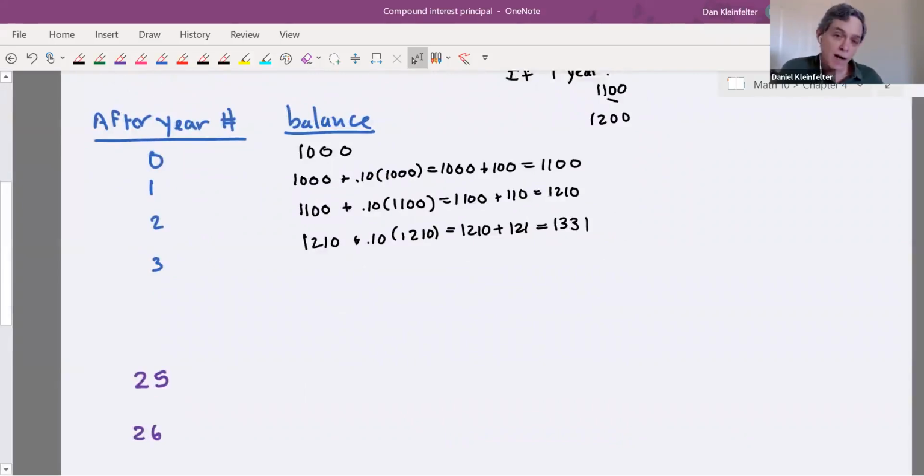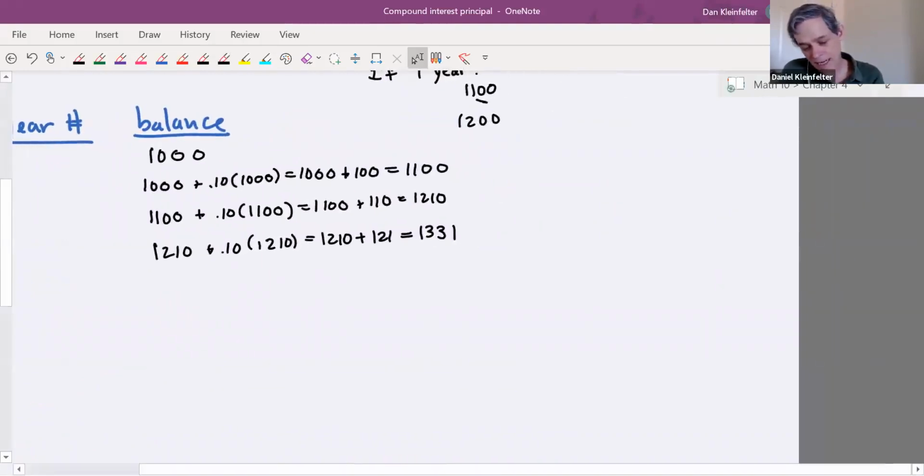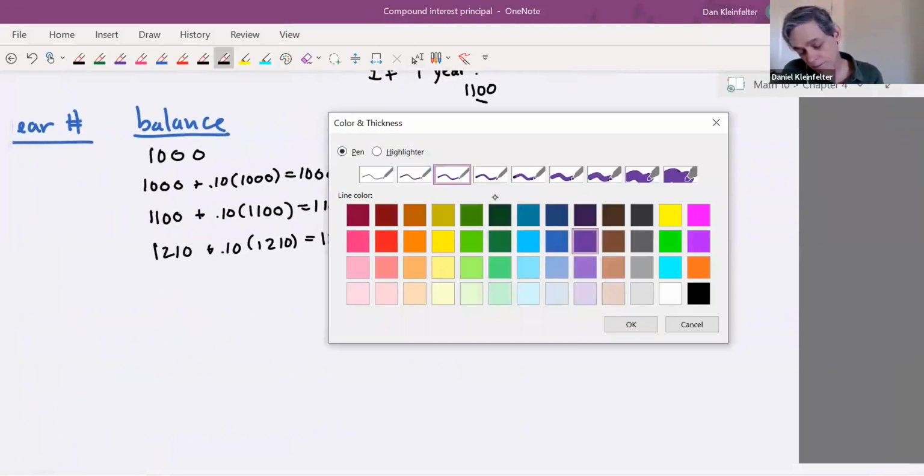I want to think about what a formula for this would be. Let's say that we wanted 25 years or 26 years, right? You and I both don't want to see me write this out like 22 more times. So let's see if we can notice the pattern that is occurring here. And we saw this kind of with our population example way earlier.